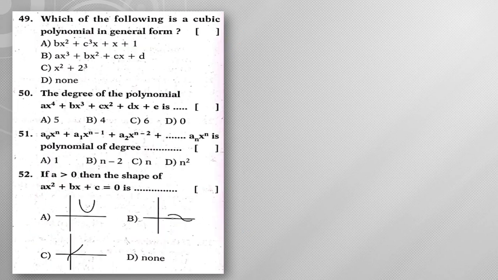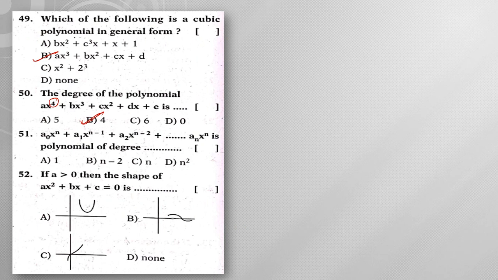Next, moving on to question number 49. The general form of a cubic polynomial. The general form of a cubic polynomial is ax cube plus bx square plus cx plus d. The next question, the degree of the polynomial. What is the degree of this polynomial? The highest power is 4, hence the degree is 4.